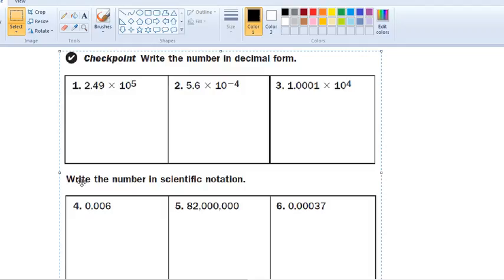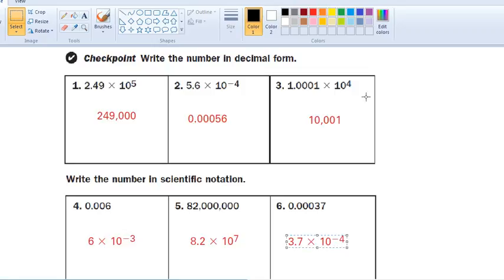Now on page 173, we're going to do the checkpoints, and then we're going to do some examples that are just a little bit trickier. So what I'll do here is ask you to pause the video, and then we will show the answers for the checkpoints. You can pick maybe 4 of these 6 to do. That would probably be a pretty good challenge. Go ahead and pause the video now. And here are the answers for the checkpoints.